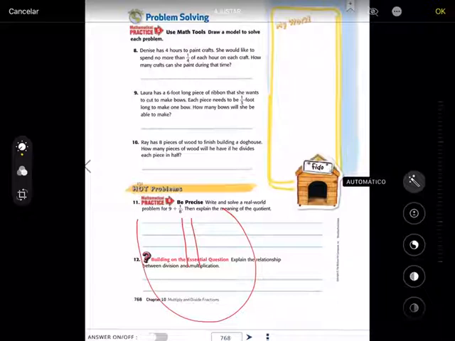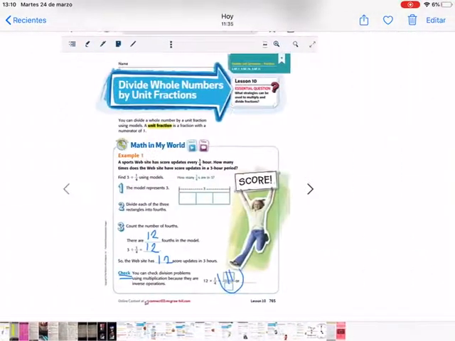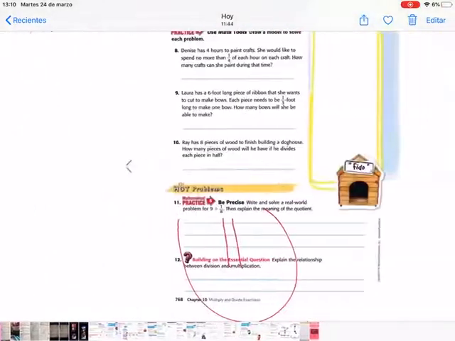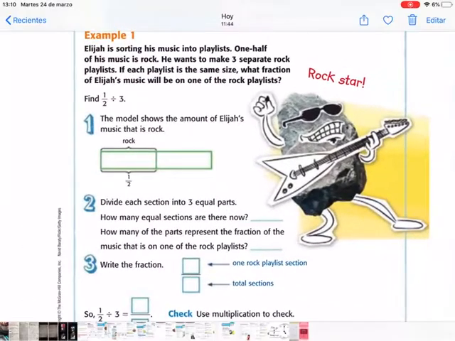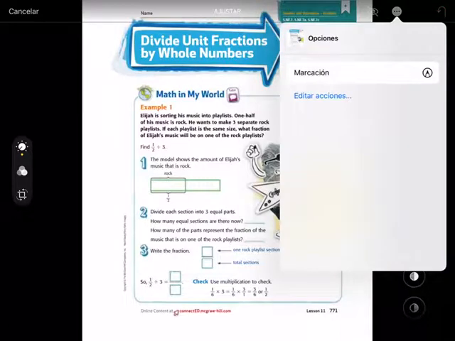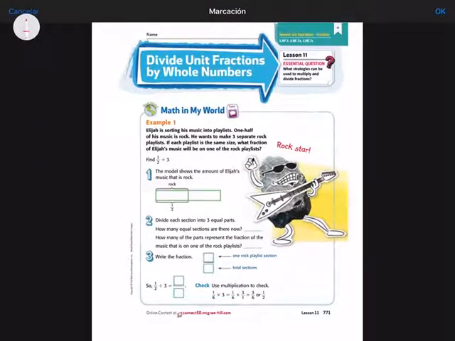And that will be all for the lesson number, what was it? 10? Lesson 10. Very good. Now, let's check the lesson number 10. It's the same, guys. Divide unit fraction by whole numbers. Let's check, so that you have all these pages ready for when we come back to school.